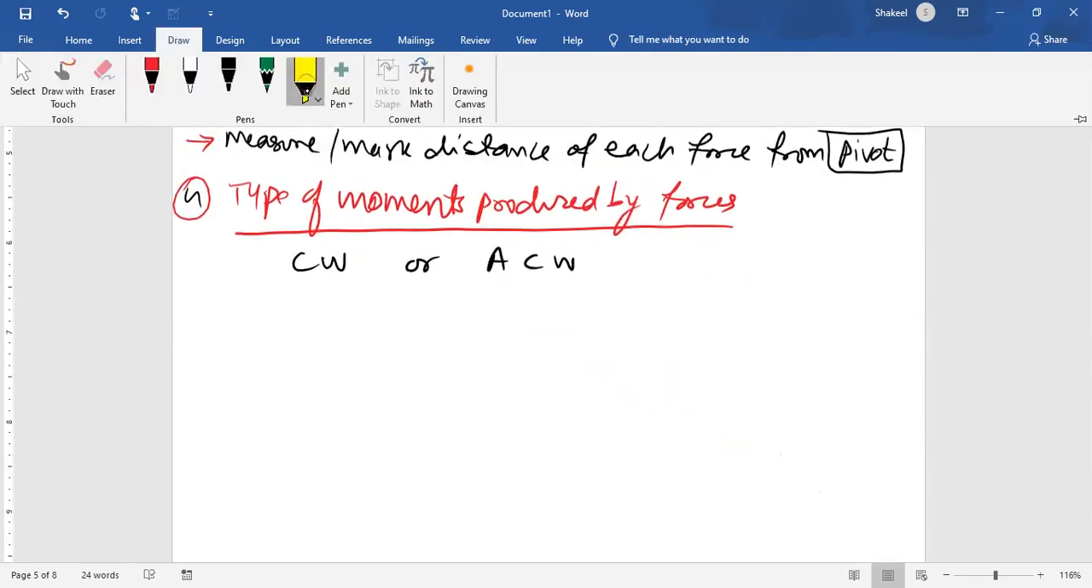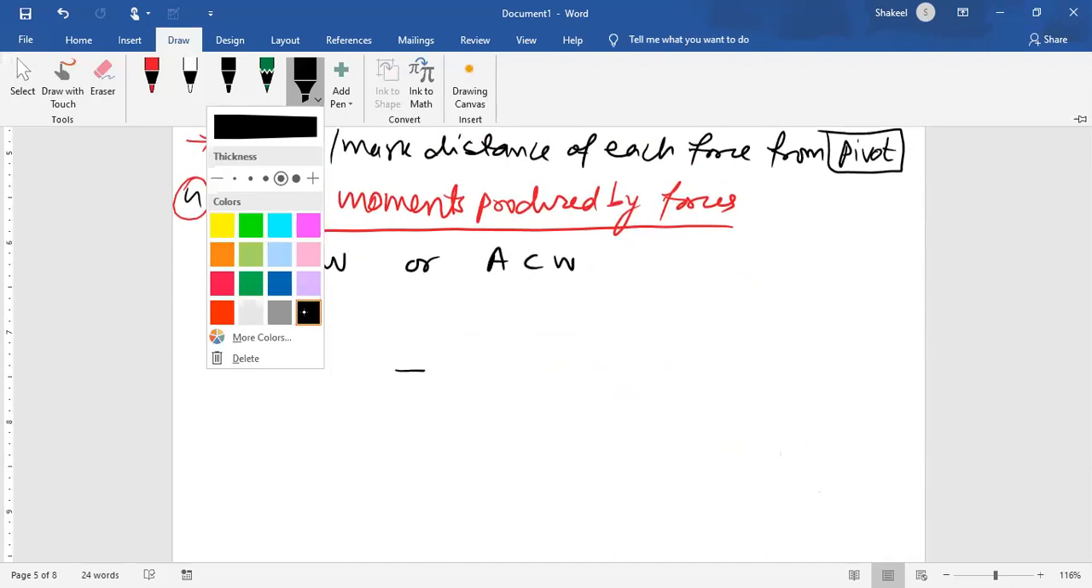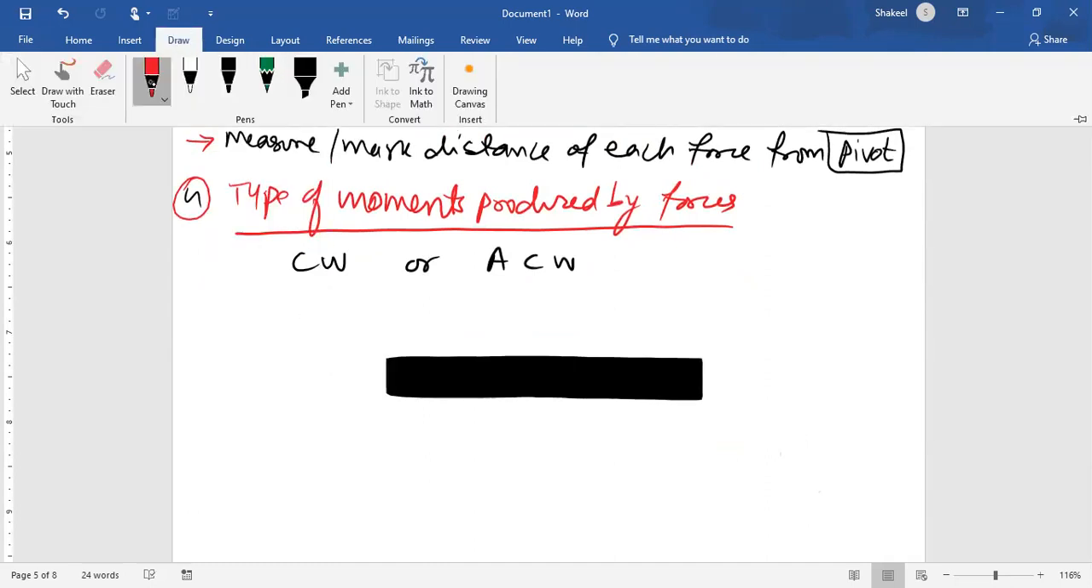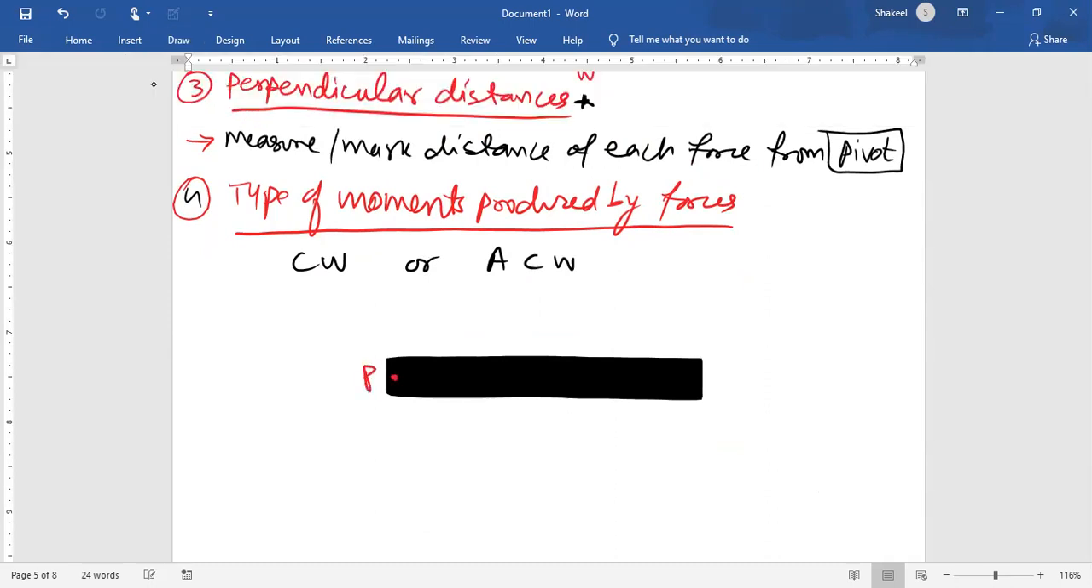Again, let me simplify the situation. Let's say your pivot is over here, and this is the weight. You will clearly see that the weight is rotating the object in clockwise direction, so you will say this weight is having clockwise moment. And then the other weight, B, the weight of the box which was placed over here, can always rotate the object in clockwise direction. So B is always rotating it clockwise.